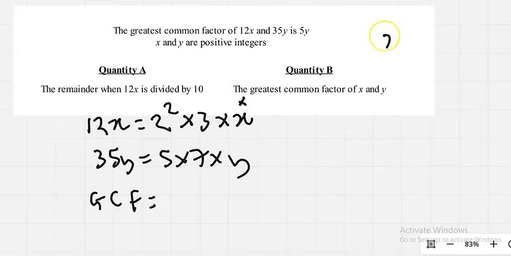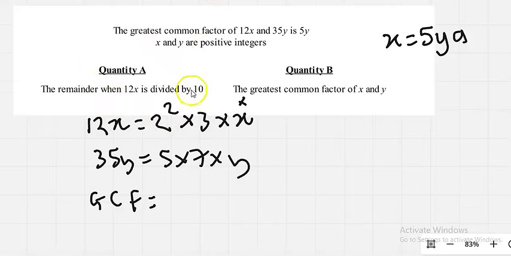So that means x will be equal to at least 5y, multiplied by an integer. The integer could be a 10. It could be an integer, it could be a 10, it could be another 5y, 25 and so on and so forth, whatever. Okay, so based on the information, let's look at the quantities.